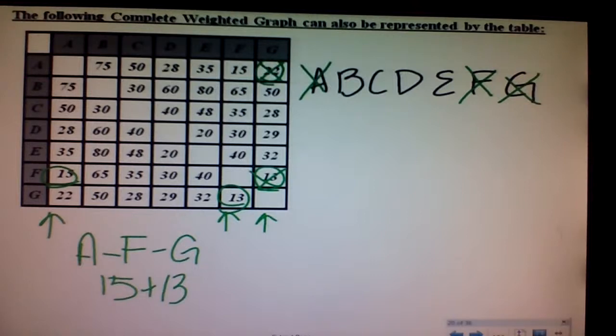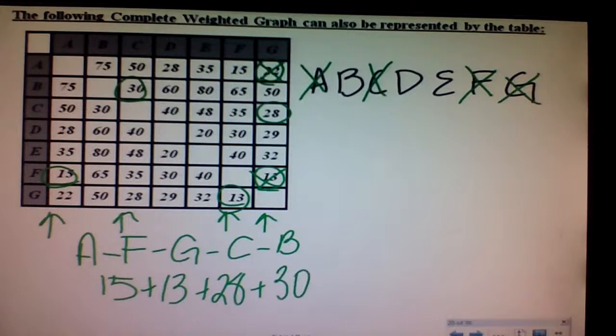So go to C with 28. So C with 28, like that. This is why I said make sure that you're crossing off your stuff as you go so you know where you've been. Okay? So C is 28, so now I'm at C. Go to B with 30. My smallest there is 30, so we're going to B, and that's 30.